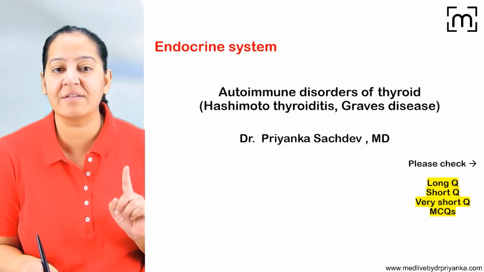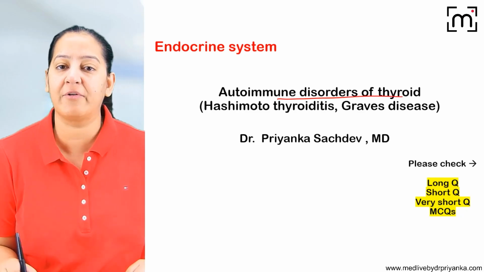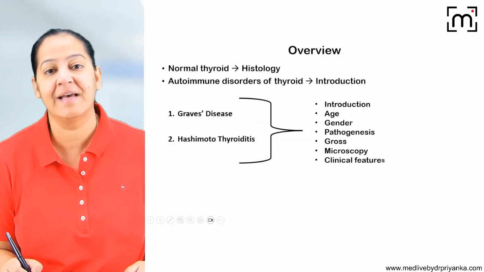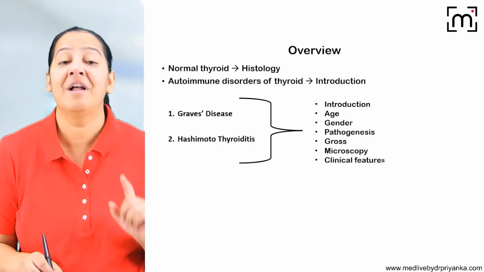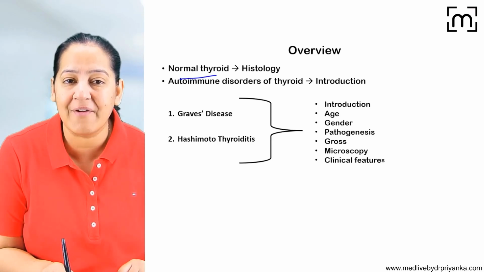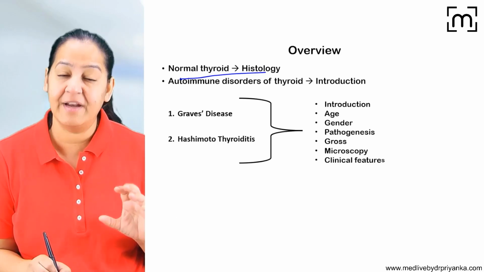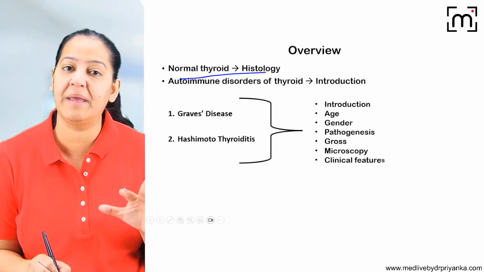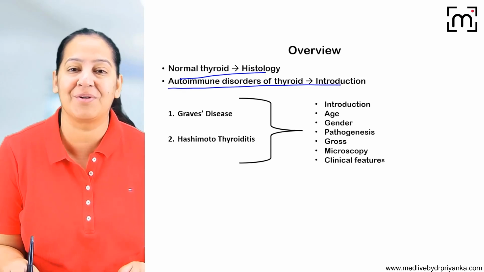You can see we are starting the topic that is autoimmune disorders of thyroid. We will be discussing two disorders here, Graves disease and Hashimoto thyroiditis. So let's start it. Before understanding the autoimmune disorders of thyroid, first you must understand the normal thyroid histology. Otherwise, you cannot understand the topic. So first I will let you know the normal thyroid anatomy, the normal thyroid histology, and then I will come on the topic that is autoimmune disorders of the thyroid.